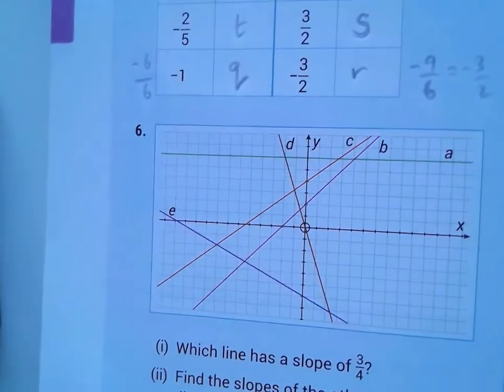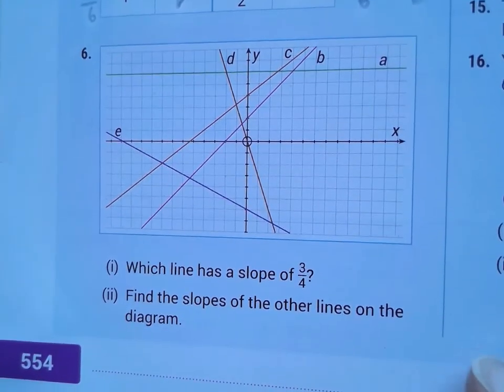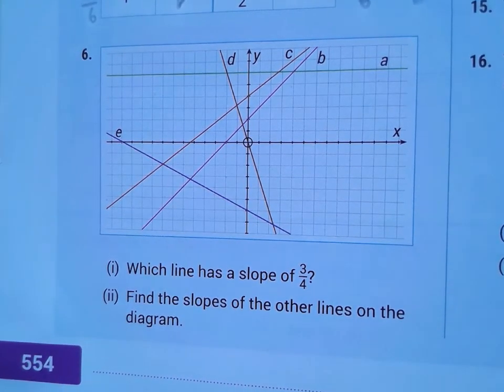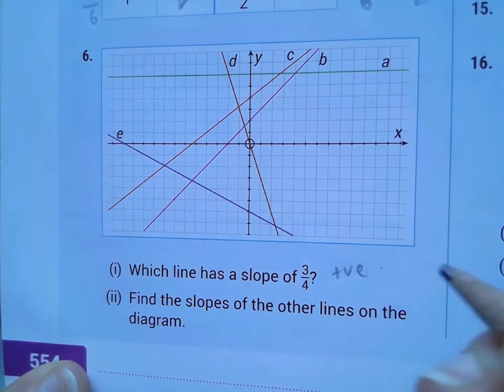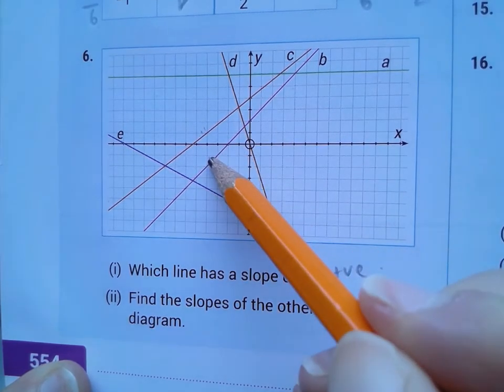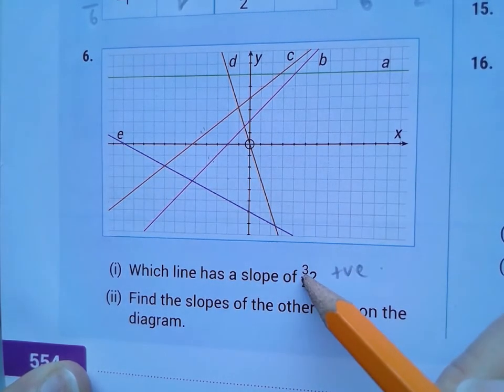Okay. Let's look at this. I don't think you have to do this one, but let's look at it anyway. Which line has a slope of 3/4? So a slope of 3/4, it's going to be a positive slope. So that's one of these two. Okay. Slope of 3/4. Let's find a start point.